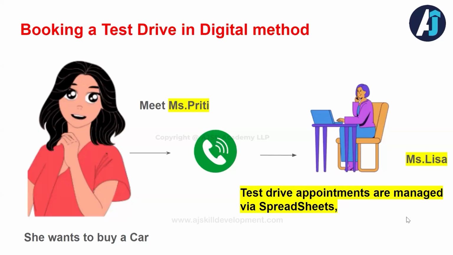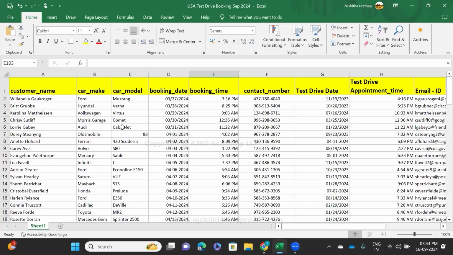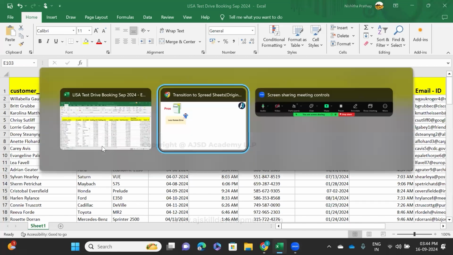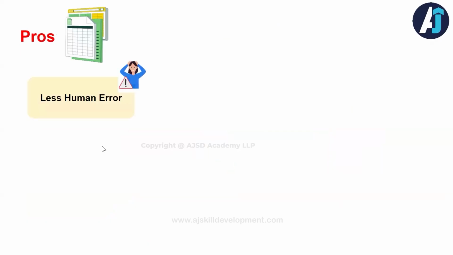So what are the advantages a business can enjoy with the help of digital spreadsheets? First and foremost, there is going to be less human error. But again, the spreadsheets are entered by a human only, right? Lisa is only going to enter the information in the spreadsheet, so she has to carefully note the information. But it's not going to be as error prone as paper records. So it's going to be less human error prone.